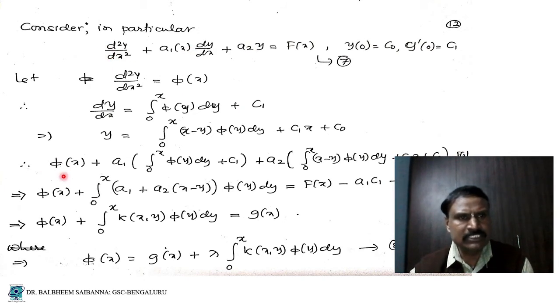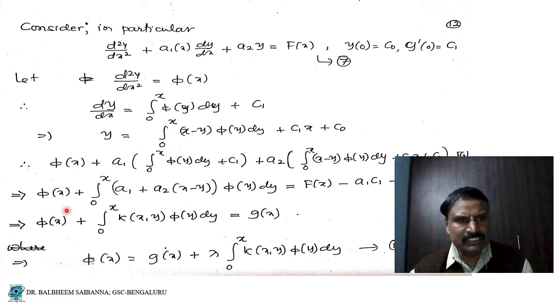d square y by dx square is pi of x, plus a1 of x as it is, dy by dx is integral 0 to x pi of y dy plus c1, plus a2 as it is, y is here, a2 times integral 0 to x of (x minus y) pi of y dy plus c1x plus c0, equals f of x. This f of x stays as it is.